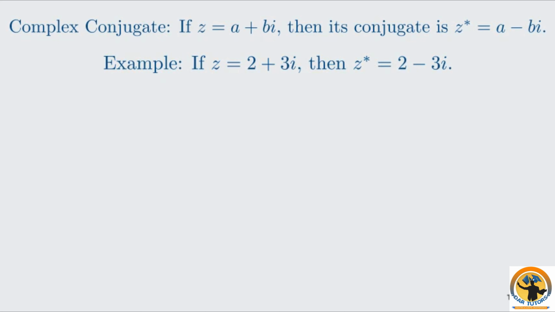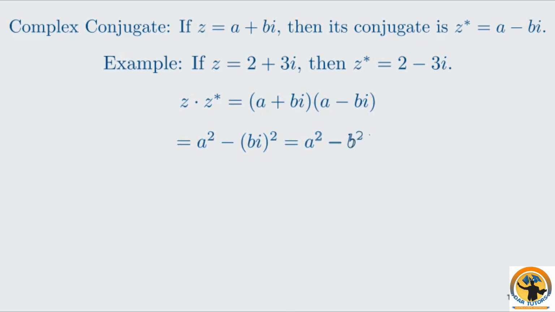The complex conjugate has a very special property, especially when we multiply a complex number by its conjugate. Let's multiply z equals a plus bi by its conjugate z star equals a minus bi. We can expand this using the distributive property, or notice that it's the difference of squares. This gives us a squared minus (bi) squared, which is a squared minus b squared times i squared. But we know i squared is negative 1. So this becomes a squared minus b squared times negative 1, which simplifies to a squared plus b squared. The result is always a real number. This property is crucial for division, as we'll see next.